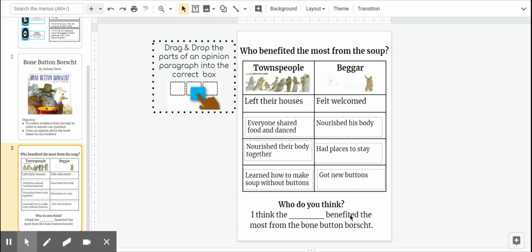So which opinion did you make yesterday? Do you think that the townspeople or the beggar benefited most from the soup? Let me review our evidence for you.